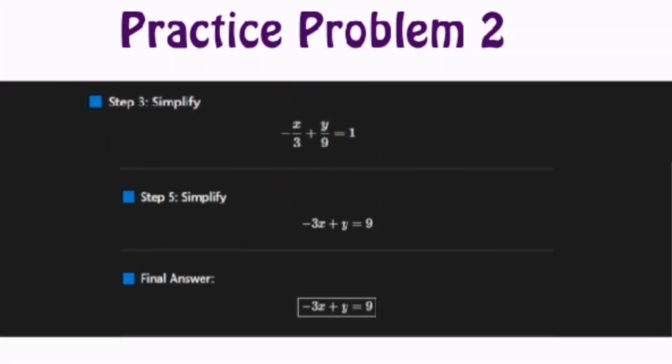Now distribute the first term. 9 multiplied by x divided by negative 3 is equal to negative 3x. The second term is 9 multiplied by y over 9, which is equal to y. Then the right side is 9 multiplied by 1, which is equal to 9. Step 6: final simplified equation. So we get negative 3x plus y is equal to 9. So the final answer is negative 3x plus y is equal to 9.